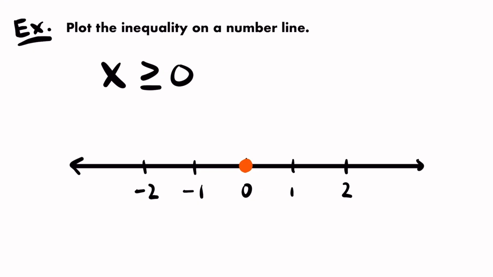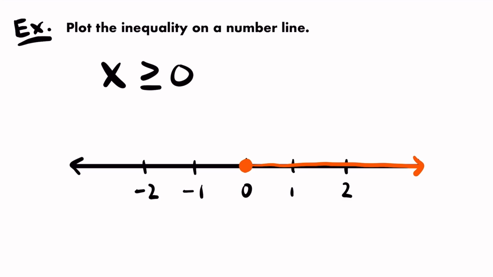Specifically, 0 equals 0. Okay, but then we want to include all the values greater than 0, so that would be all the positive numbers. Okay, we're not going to include any negative numbers because those are all less than 0. So draw an arrow in this direction, pointing to the right, which would include all the positive numbers.